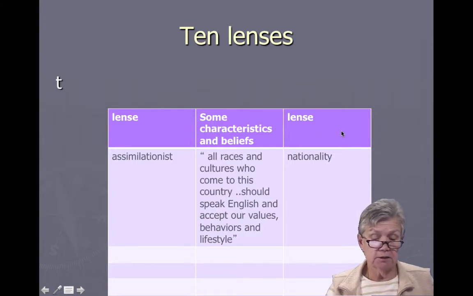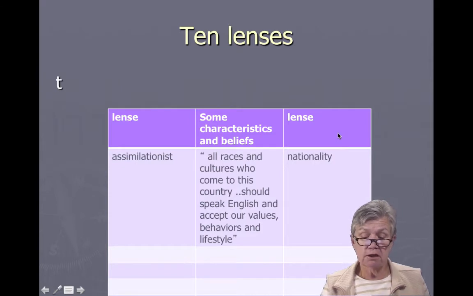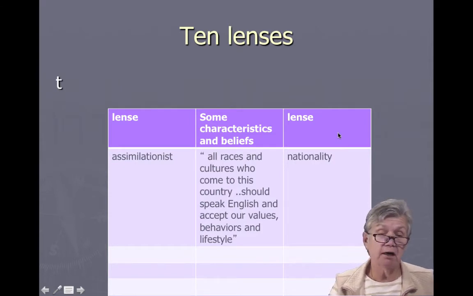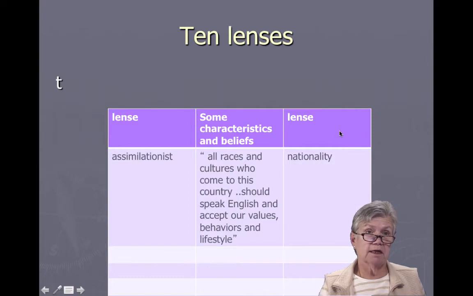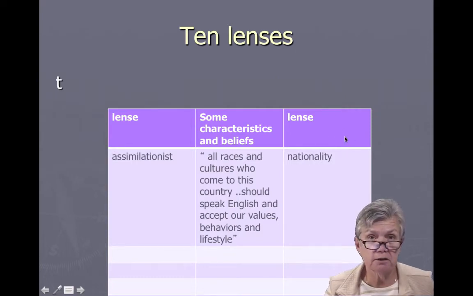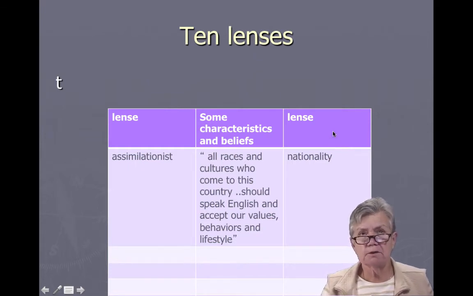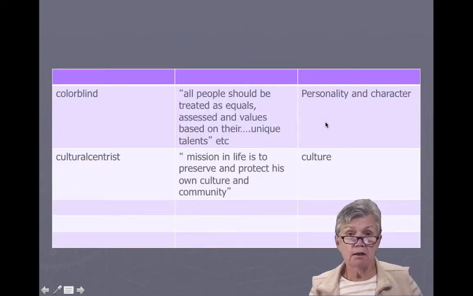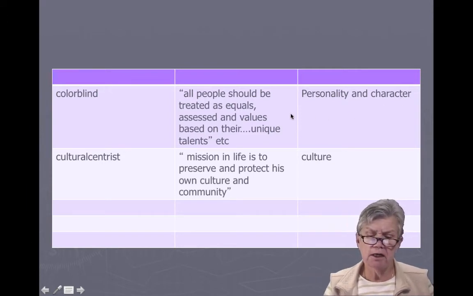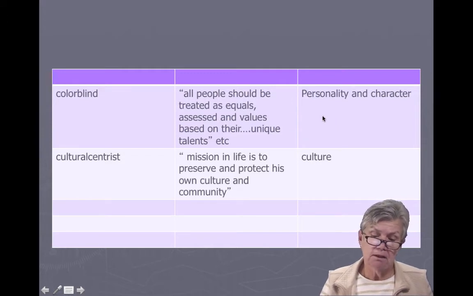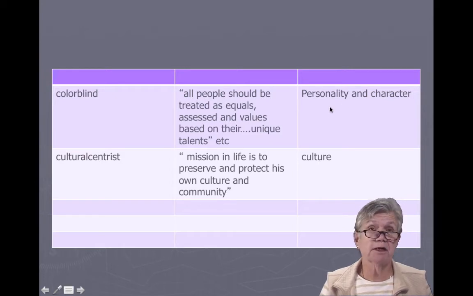So the assimilationist says that all races and cultures who come to this country should speak English, accept our values, our behaviors, and our lifestyles. So the layer that's important, according to Williams, or maybe not important, but the layer that comes to the top of the list for the assimilationist is your nationality. For the colorblind person, it's personality and character. And the colorblind person says that all people should be treated as equals, assessed and valued based on their unique talents, their personality, their character.